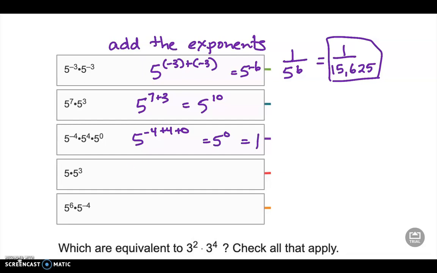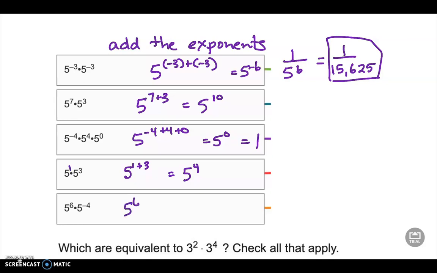5 times 5 to the 3rd: remember, just 5 is the same as 5 to the 1st, so times 5 to the 3rd is 1 plus 3, so that would be 5 to the 4th. Sometimes we forget that there's an exponent there, so make sure that if it doesn't have an exponent, that's actually a 1.